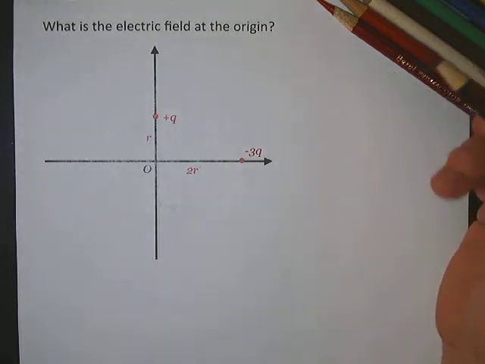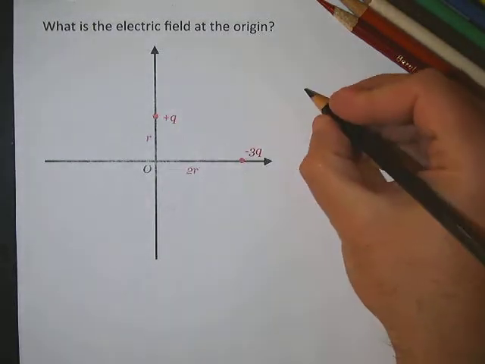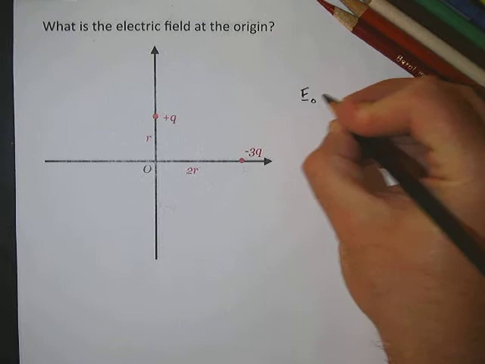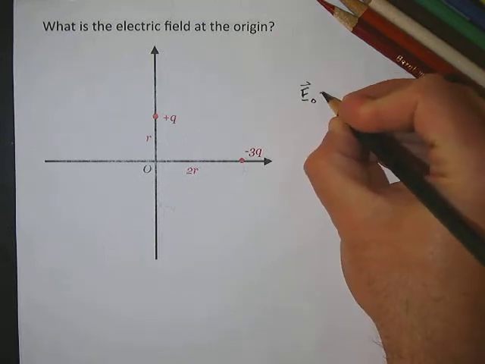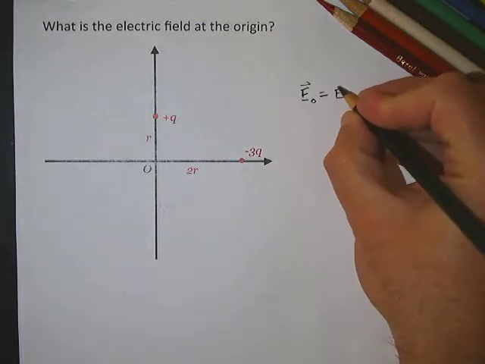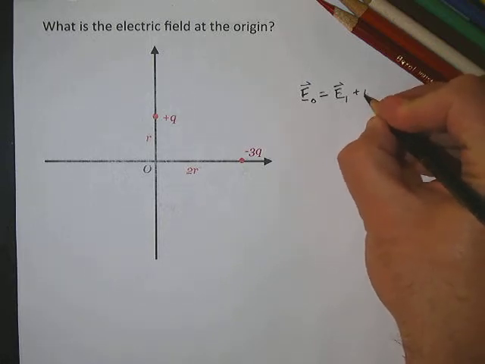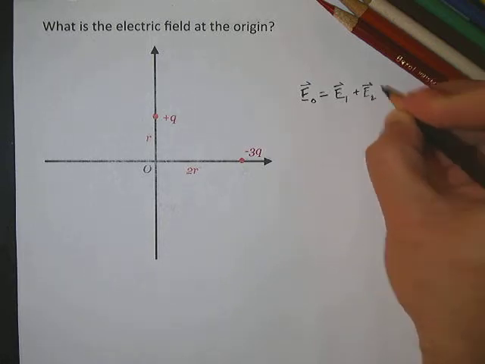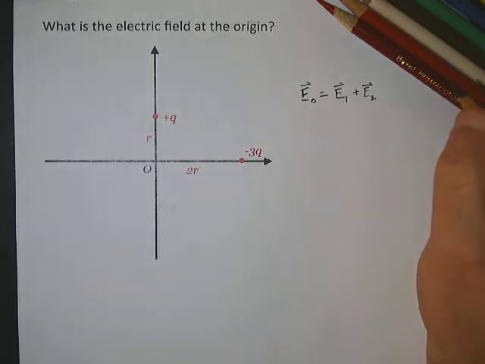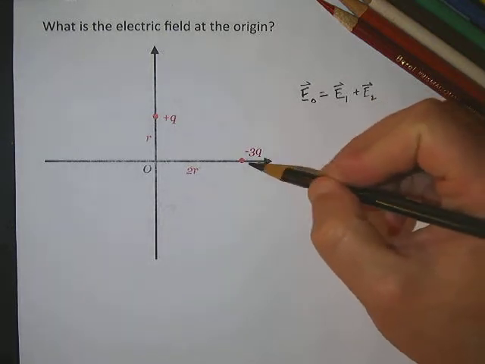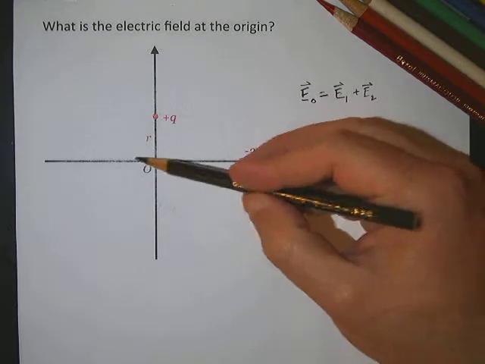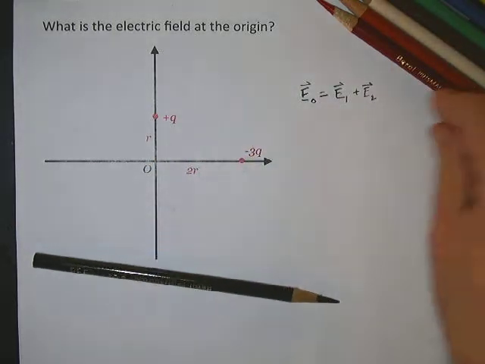Electric field is a vector property, which means that we're going to have to take direction into consideration. We're going to use superposition, which means that the electric field at the origin is simply the sum of the electric field of one charge plus the electric field of the other charge. Now, one of the nice things about this particular problem is that everything's really at nice right angles.